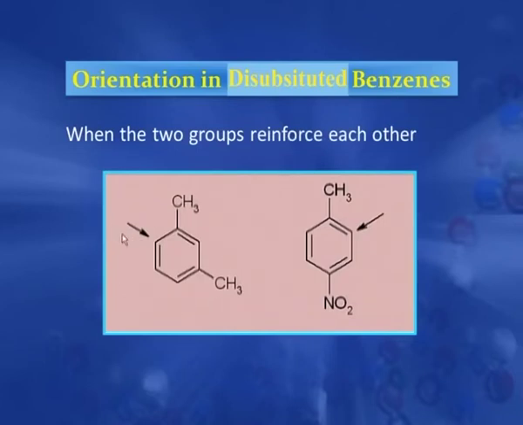Here one group is electron donating, and one group is electron withdrawing. This position is ortho to this electron donating group, because it is an ortho and para director, and meta to this nitro group, which is a meta orienting group. So, again this position is favorable because of the presence of these 2 groups. It is ortho to this methyl and meta to this nitro. That is why the incoming group will attack on this position.